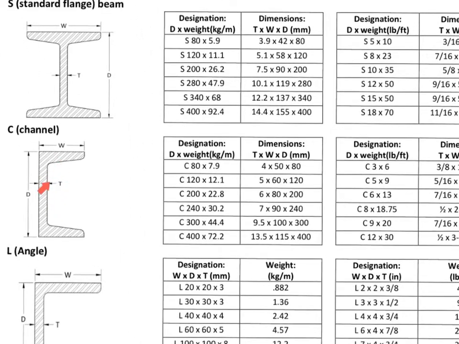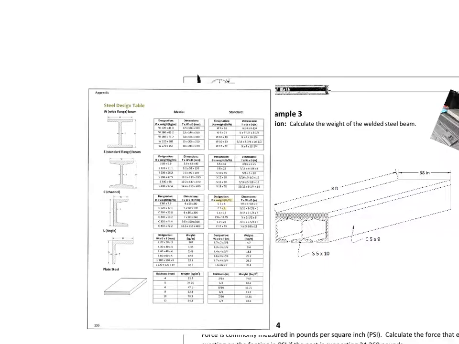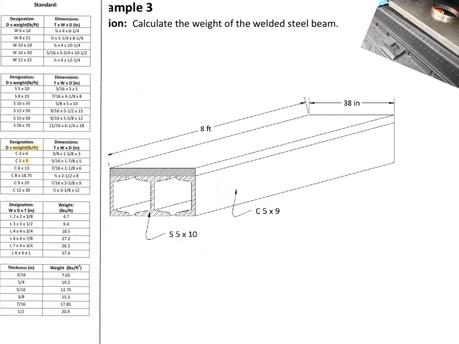So here's our channel. So here's our C5x9. And this in bold tells us what the numbers mean. The first number is D, the dimension, the height. So this is a 5-inch height, but we don't care about that number. This is what we do care about. We're going to care about this 9. That 9 is the weight. It is 9 pounds per foot. Okay, 9 pounds per foot.